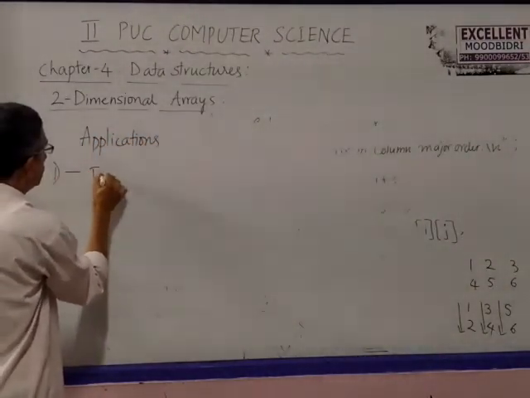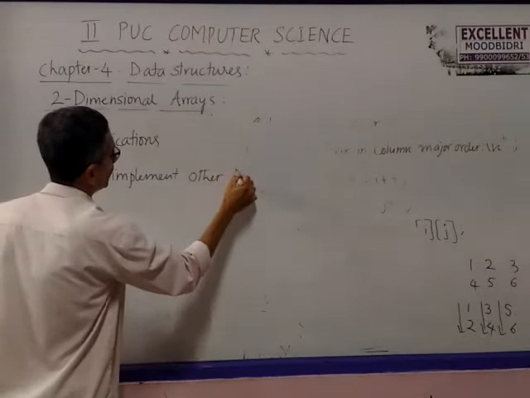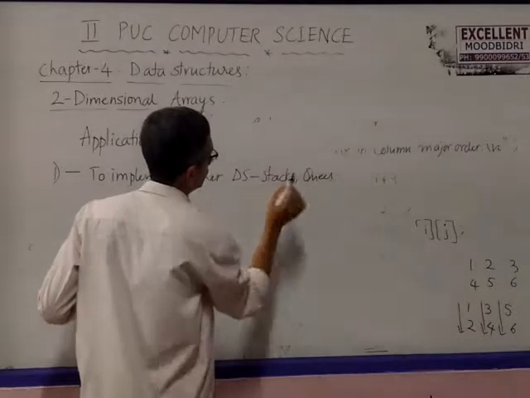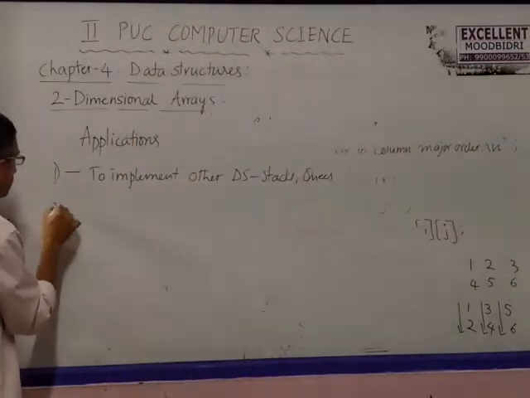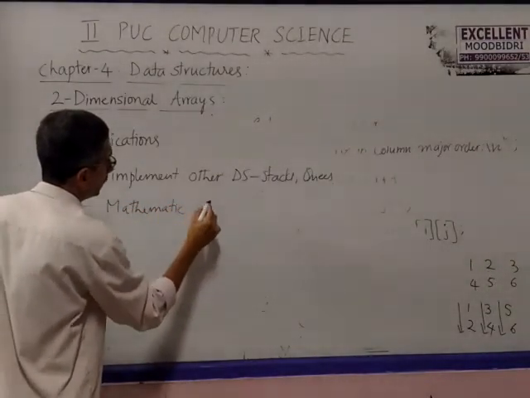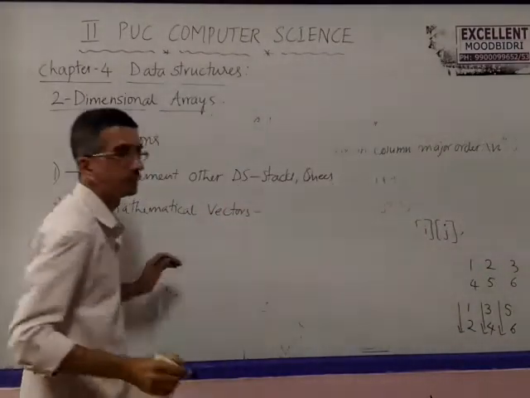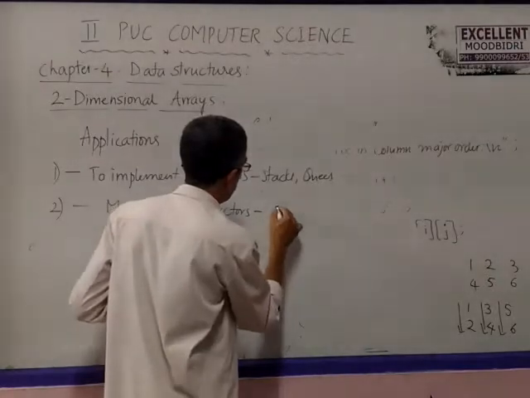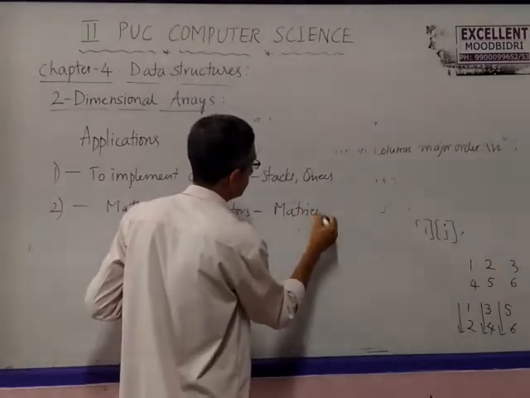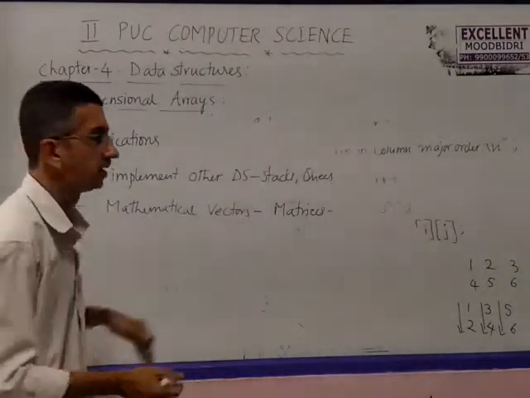One, to implement other data structures like stacks, queues, etc. To implement even two-dimensional matrices, mathematical vectors, and two-dimensional arrays, right? Like matrices of numbers or characters or any symbols. So that is the implementation of other data structures.